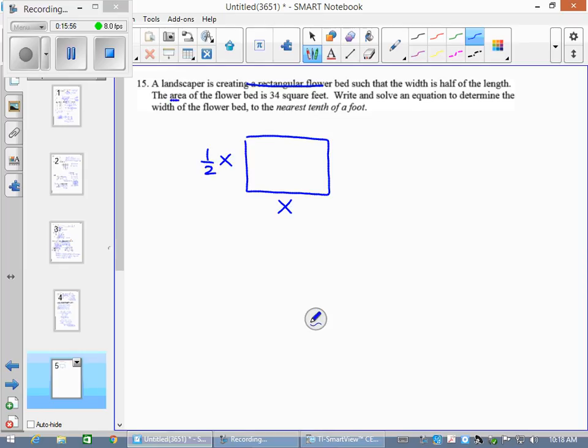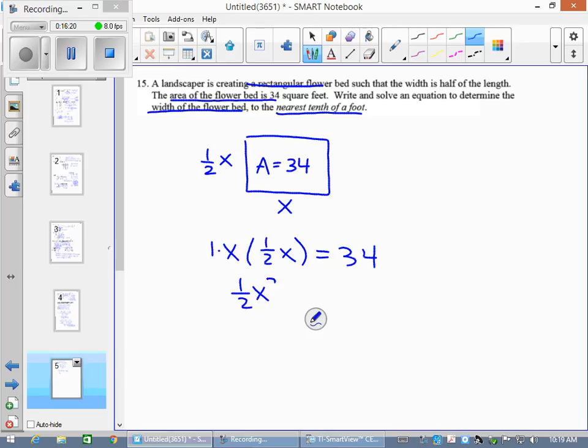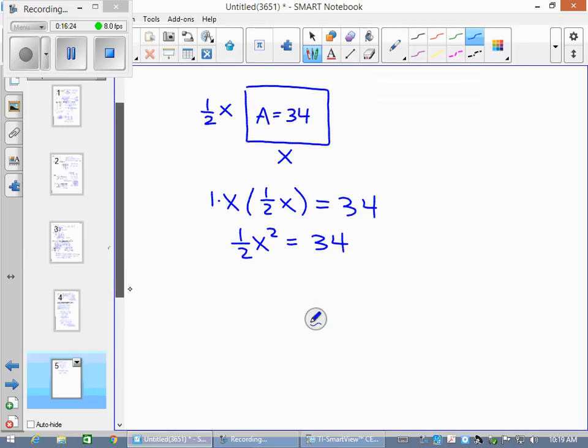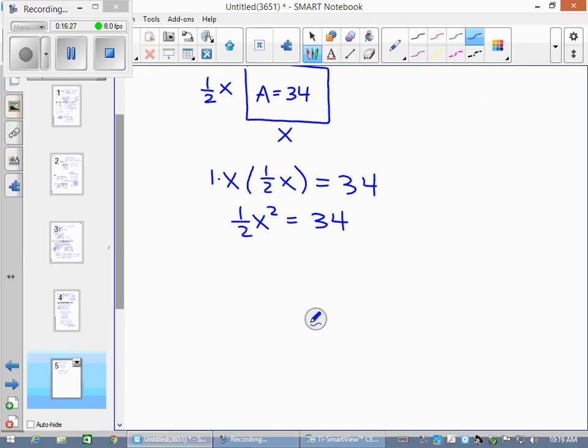I'm told to write and solve an equation to determine the width of the flower bed to the nearest tenth of a foot. Using the formula for the area of a rectangle, length times width is area. If I multiply here, I get 1 times 1/2 is 1/2, x times x is x squared, and that is equal to 34. So I'm set up for the square root method here. I need to isolate what's being squared, so I could multiply both sides by 2 over 1. I get x squared is equal to 68.